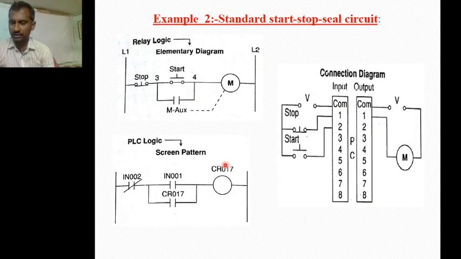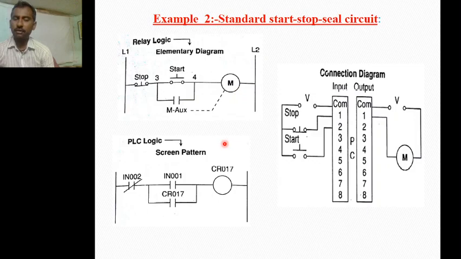When CR017 is on, this seal contact will be on. When the normally open seal contact is on, it becomes a closed contact. So the path will be IN002, CR017 and CR017. In this case, even though we remove the IN001 start button and make it off, so that it becomes a normally open contact, the CR017 output will still be present. With this CR017 output, our motor will keep rotating continuously.